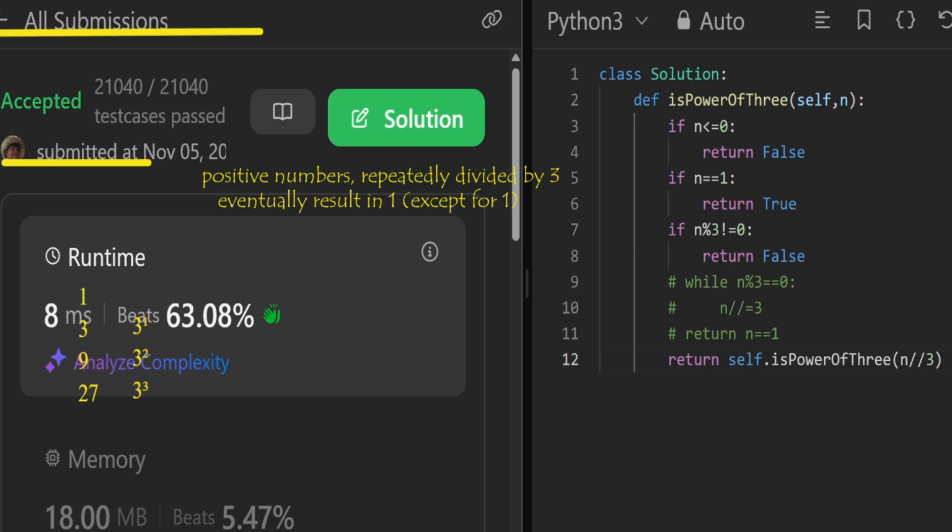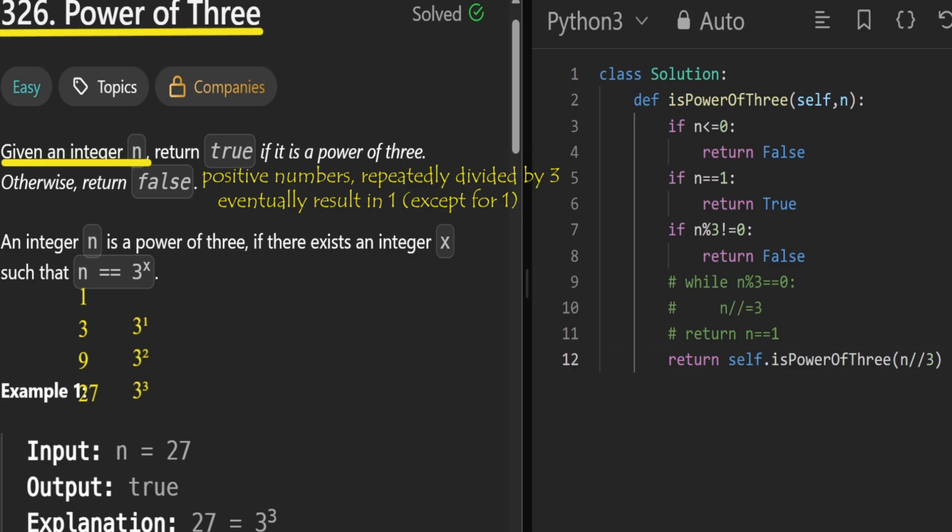Finally, let's see a really fast and clever approach using math. The problem constraint says n must be less than or equal to 2 to the power of 31 minus 1. So we ask ourselves, what is the largest possible power of 3 that satisfies this constraint? 3 to the power of 19, because it is the largest possible power of 3 that is less than 2 to the power of 31 minus 1.